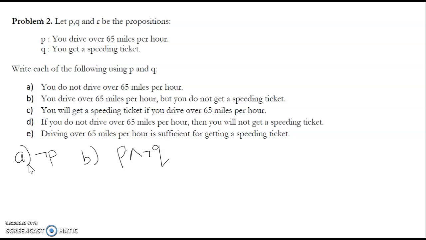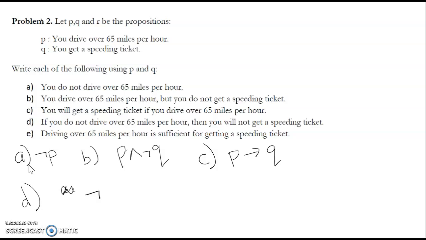Okay, so let's do C. C states that you will get a speeding ticket if you drive over 65 miles per hour. So you would do, this is if P, then Q. All right. Do D. D states that if you do not drive over 65 miles per hour, then you will not get a speeding ticket. So this is another inference question.